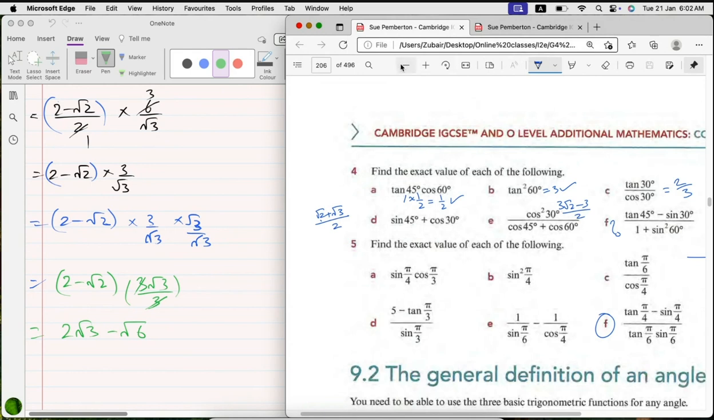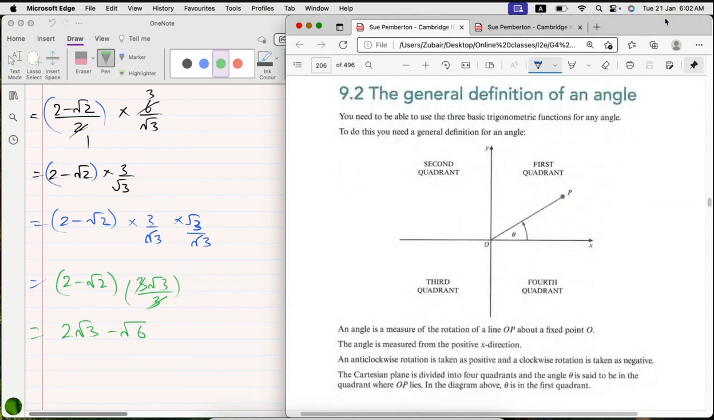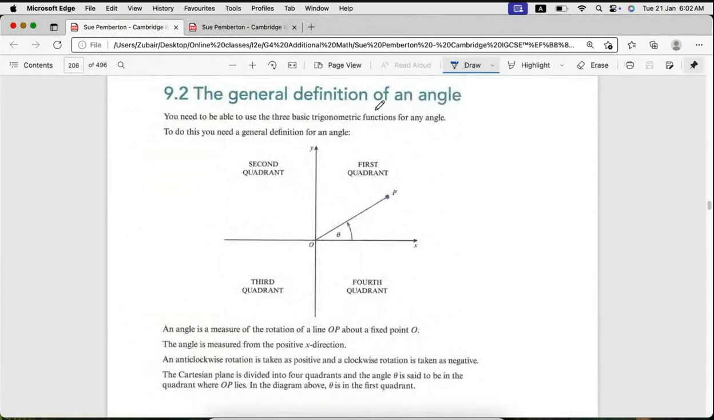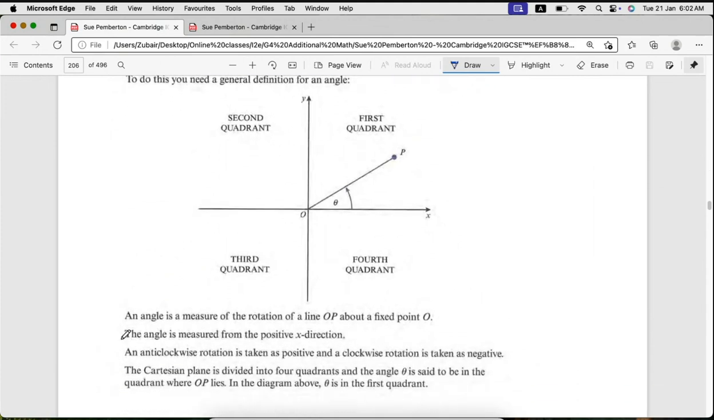Okay. Next concept. The general definition of an angle. You need to be able to use the three basic trigonometric functions for the angles. To do this, you need a general definition for an angle.